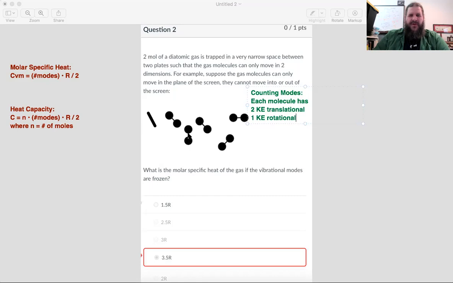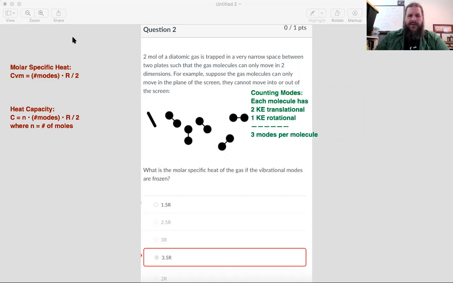There's no interaction with the other molecules because in a gas, we're assuming they're too far apart. And it also says the vibrational modes are frozen out. So we don't need to worry about the vibrational modes. Just the 2 translational modes, 1 rotational mode. So it looks like we've got a total of 3 modes per molecule.